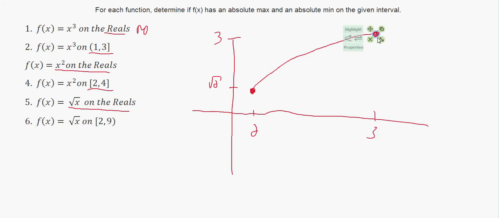So, there is no absolute maximum because it should be 3, but it never gets there. The absolute max should be 3, but it never gets there. And the absolute minimum is root 2, and it occurs at 2.